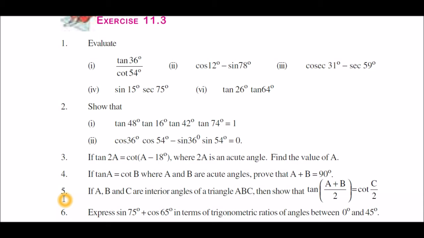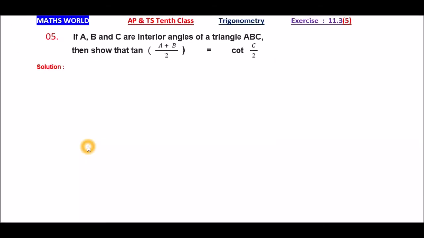Now fifth question. If A, B and C are interior angles of a triangle ABC, then show that tan (A plus B)/2 is equal to cot C/2. I repeat the question. If A, B and C are interior angles of a triangle ABC, then show that tan (A plus B)/2 is equal to cot C/2.